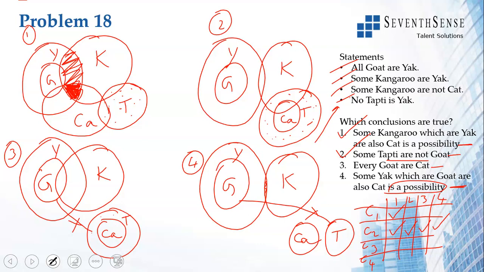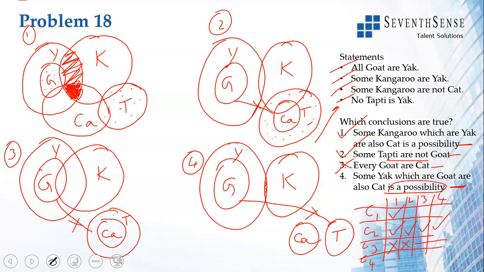Every goat are cat. So if you see the first diagram itself, these goats are not cats. So I have gotten a cross there itself. You see other diagrams also, every goat are cat. There is no overlap here. Every goat need not be cat. Hence this is wrong. I don't have to look further. Just one cross and I could have stopped. Because I've gotten one cross, this conclusion is false.